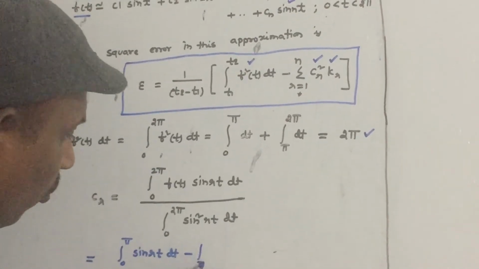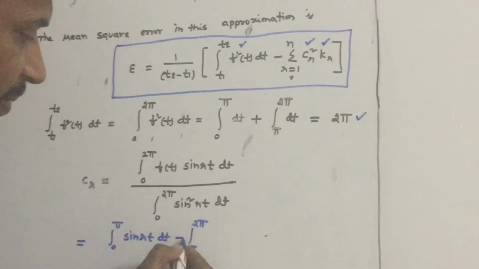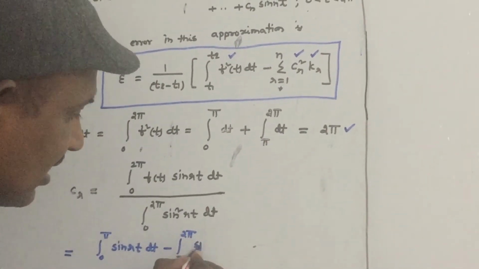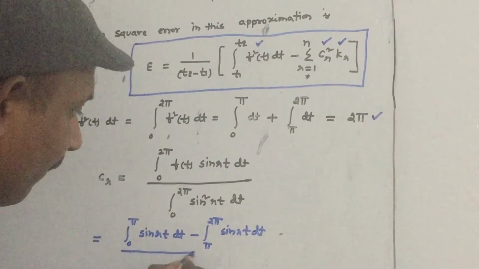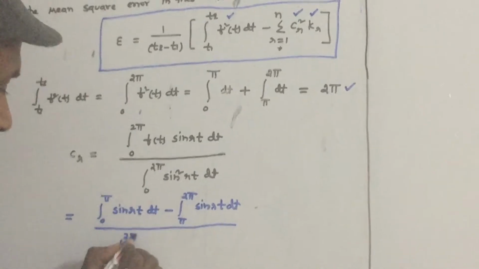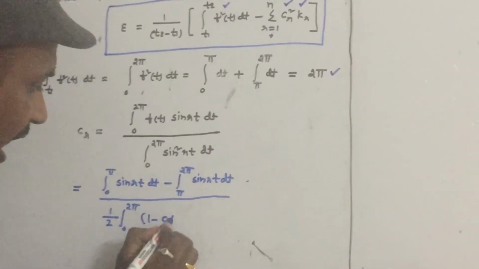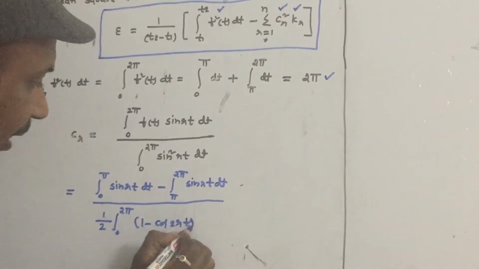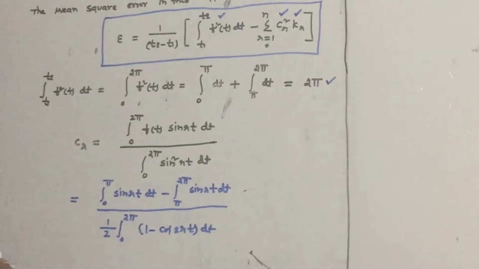So during the interval pi to 2 pi, what is f of t value? Minus 1. Taken minus outside. Sin rt dt, integral 0 to 2 pi. What is sin square rt? It is written as 1 by 2 into (1 minus cos 2rt) dt. So let us find out this integral.